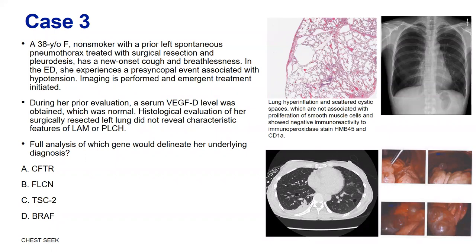During her prior evaluation, so you're looking back in her record, she had a serum VEGF-D level that was normal. And she also had histological evaluation and there were no characteristic features for LAM or PLCH. So her HMB45 and CD1A were both negative. Now, full analysis of which gene would delineate her underlying diagnosis.